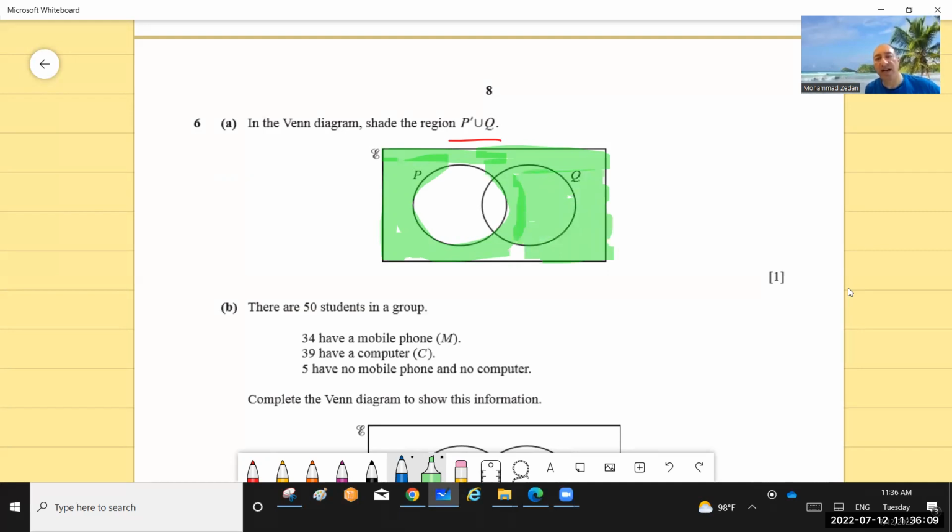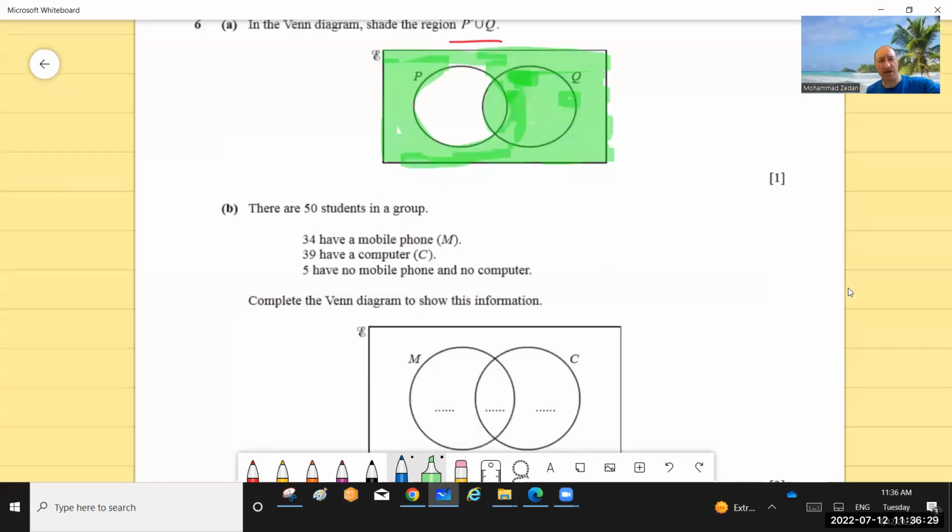Union means addition, the same concept of add. You can add the set Q. Most of set Q is already shaded now, so just complete this part. The entire Q is shaded. This is the answer now.